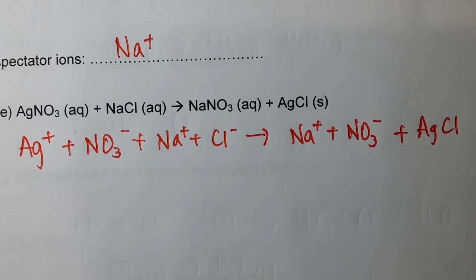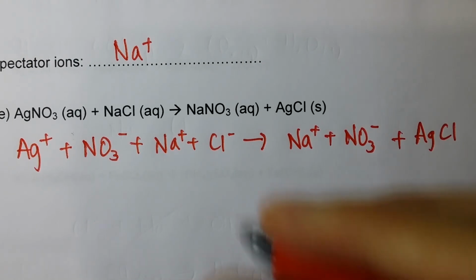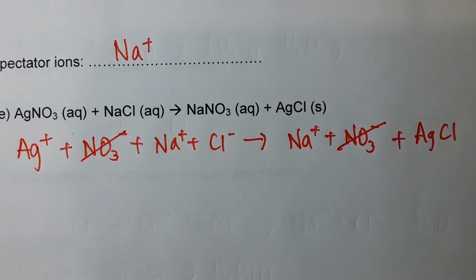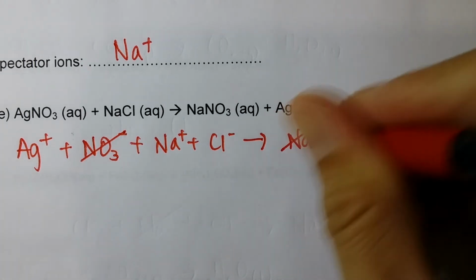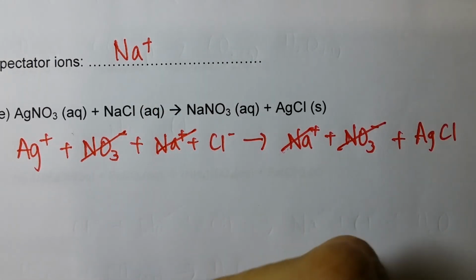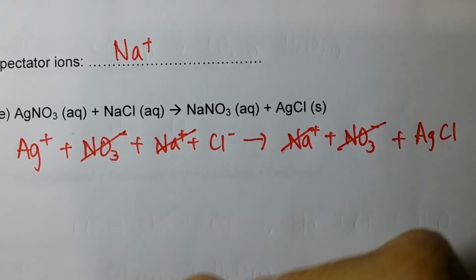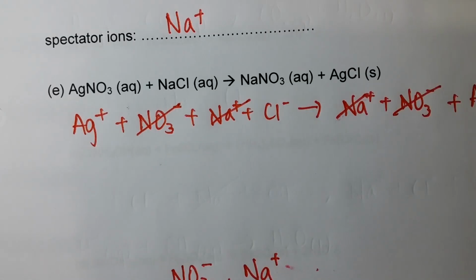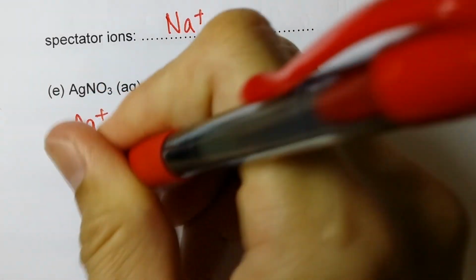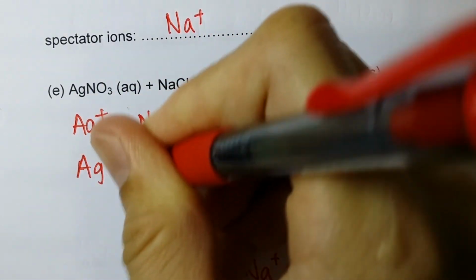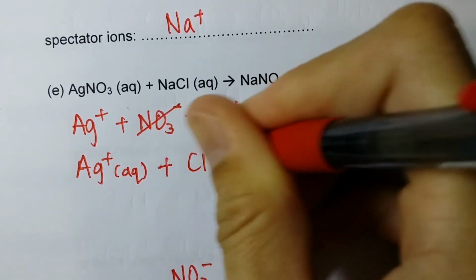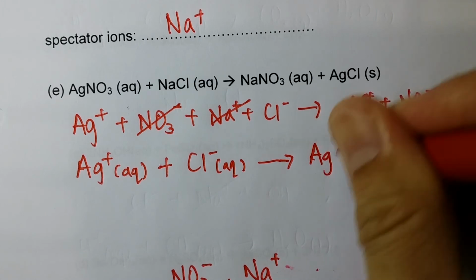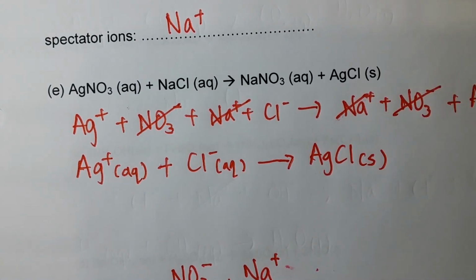Then you have to remove or cancel off the spectator ions. Spectator ions are NO3 minus and Na plus. Okay, after cancelling out the spectator ions, you rewrite the chemical formula again. That's it.